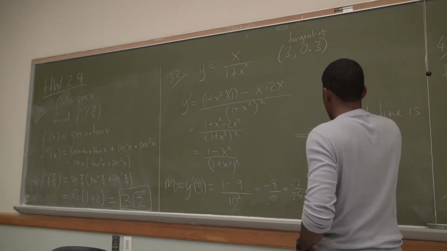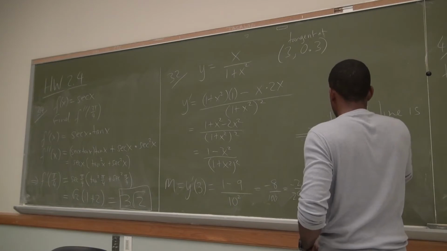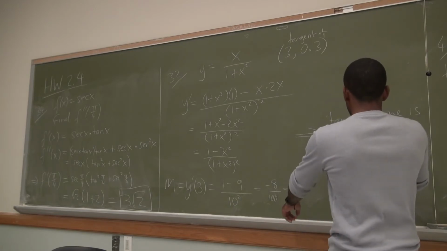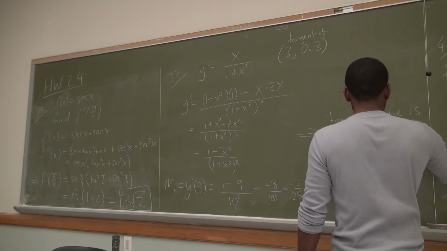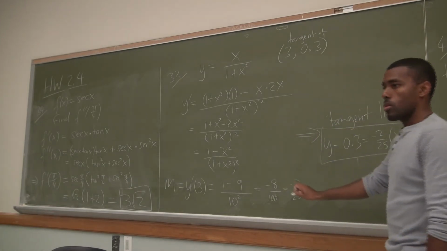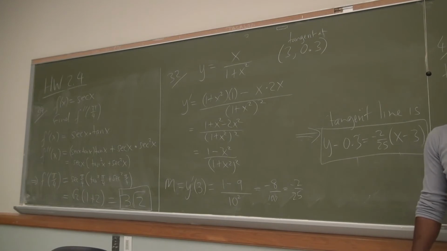So this implies the standard line is y minus y1 equals m times x minus x1. Everyone okay with that?